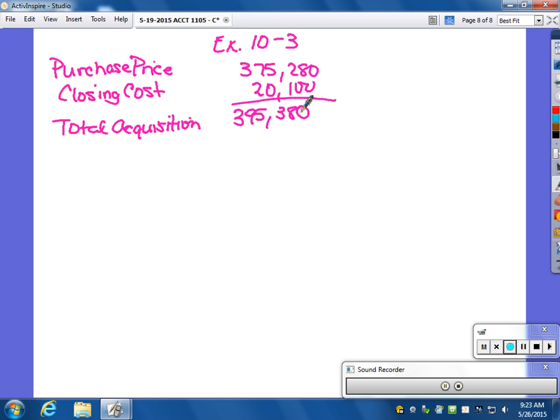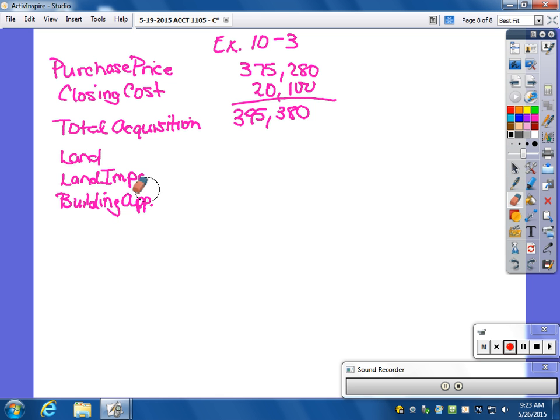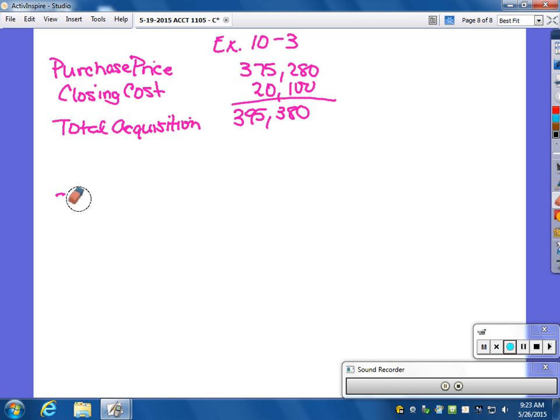Okay, so at this point, they also want us to allocate that total cost against the three assets. The three assets are what? Land. What else do they have? Land improvements and building. And we're going to allocate based on what? What do they want us to allocate based upon?